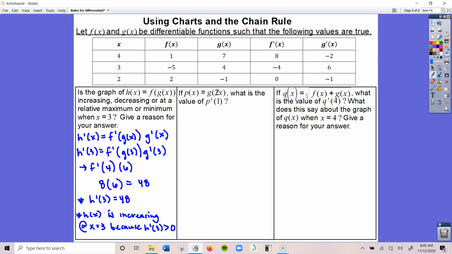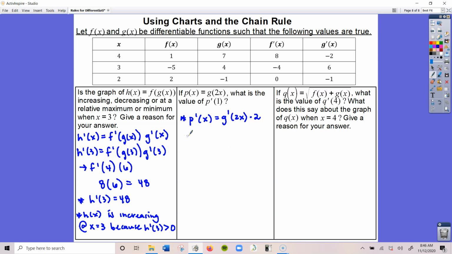If p of x is equal to g of 2x, what is the value of p prime of 1? So first, let's find the derivative, p prime of x. This is another chain rule. Remember, you have 2x inside of g. So the derivative of the outside, which is g prime of 2x, and then we're going to multiply by the derivative of the inside, which is 2.